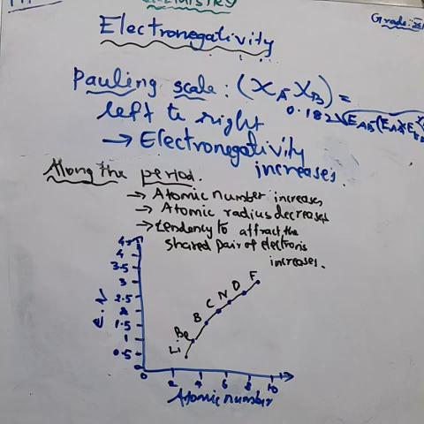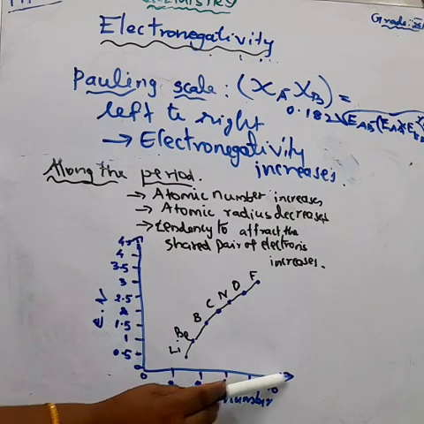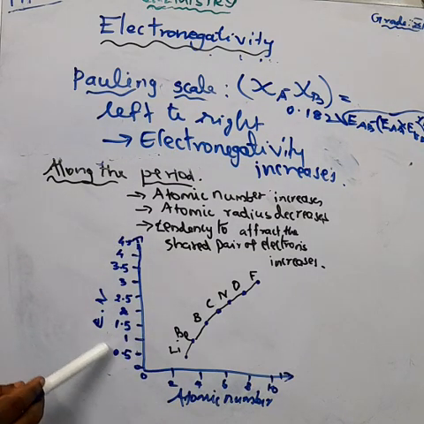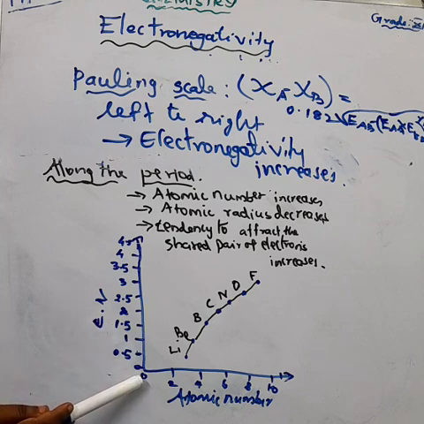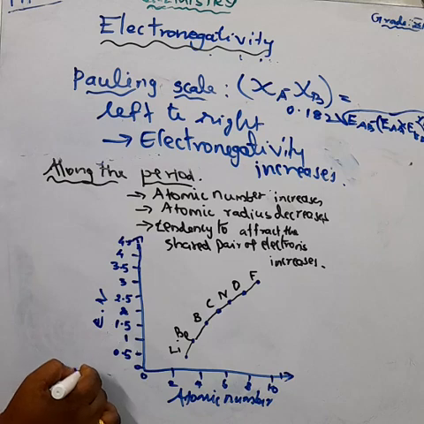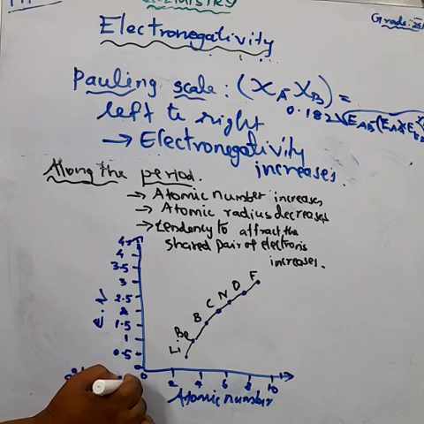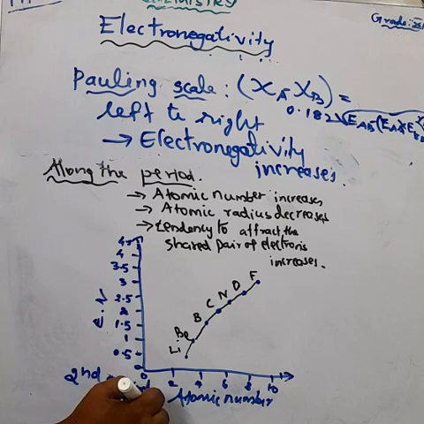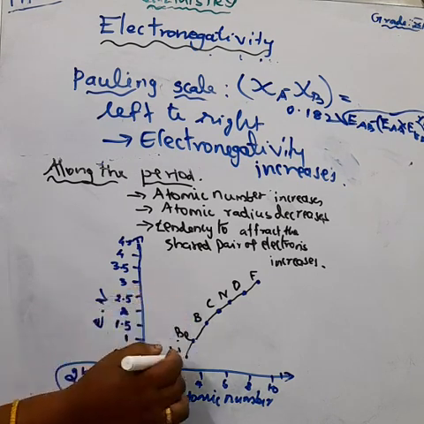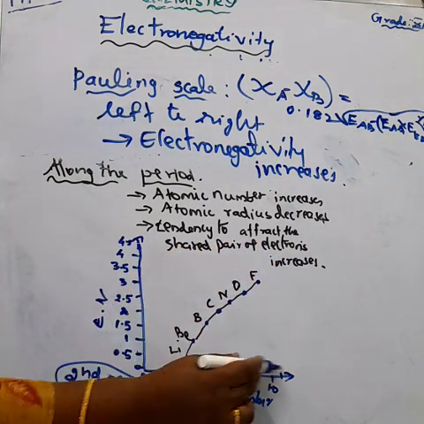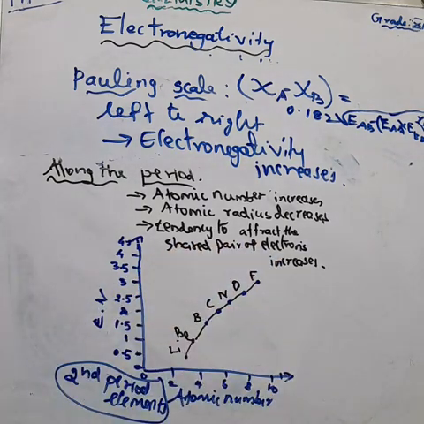One graph is given here: the electronegativity of second period elements, lithium, beryllium, boron, carbon, nitrogen, oxygen and fluorine. From this graph we come to know that the electronegativity increases when moving from left to right in a period.